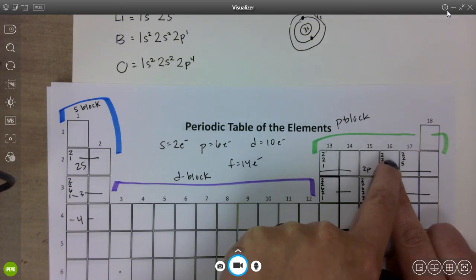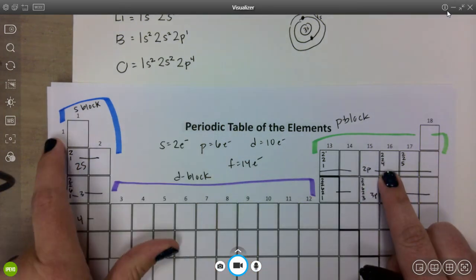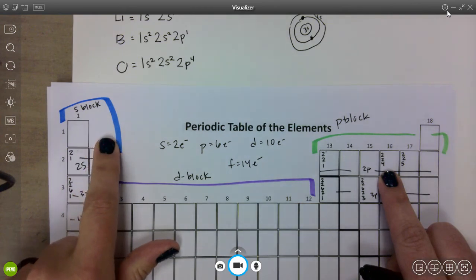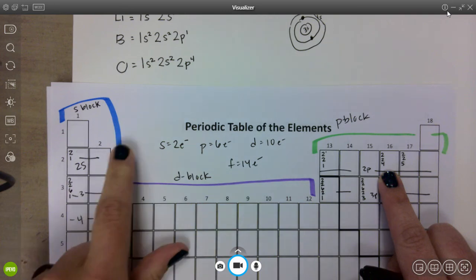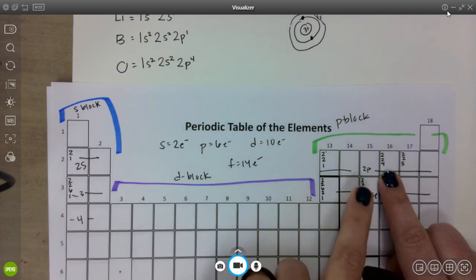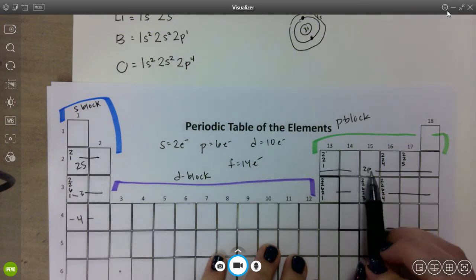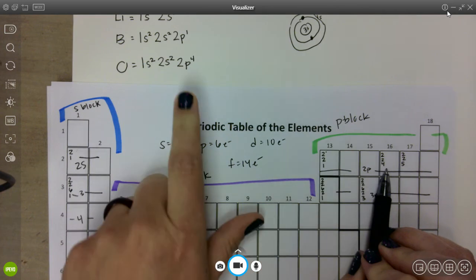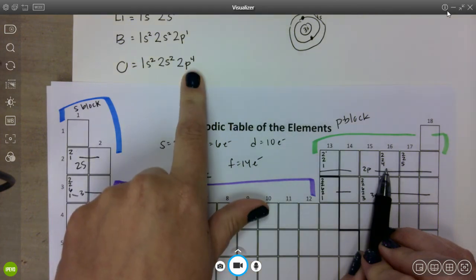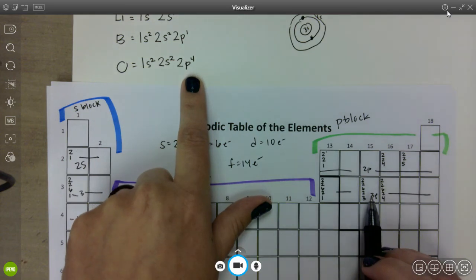Now, you may say, okay, I get where the 1s2 comes from because I traveled through 2 boxes in the 1s block. Then I traveled through 2 boxes in the 2s block. To get to oxygen, I have to travel through 1, 2, 3, 4 boxes in the 2p block. And that's where my electron configuration of 1s2, 2s2, 2p4 comes from.